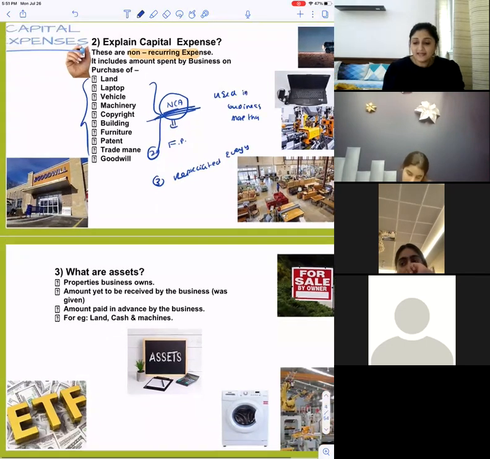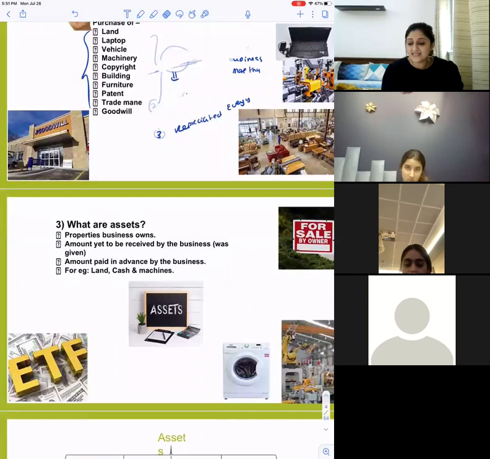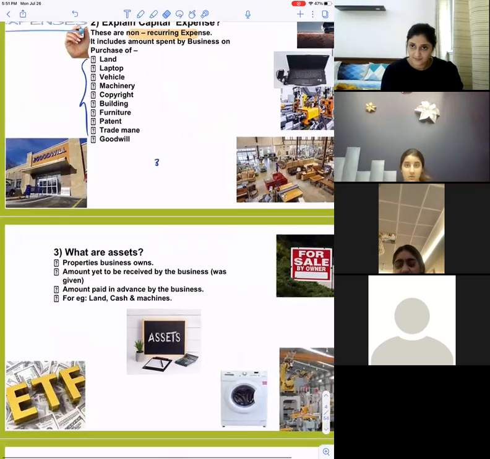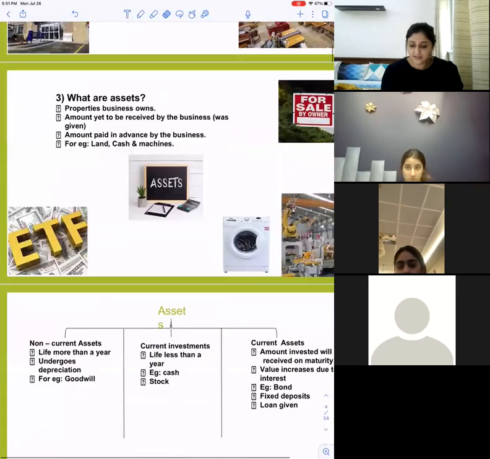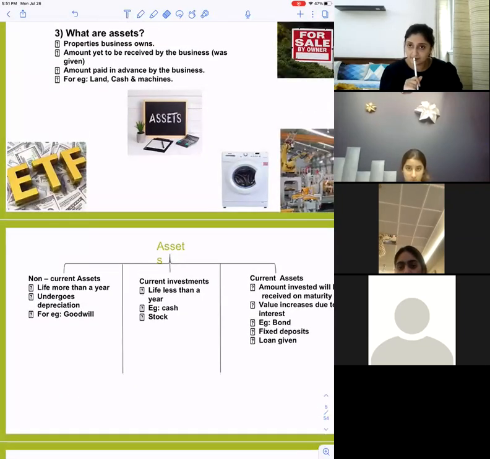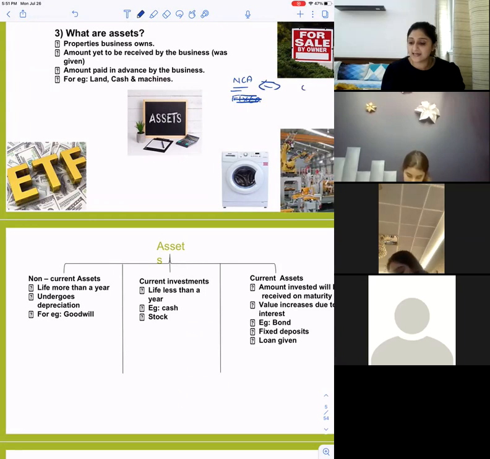Can you all tell me, how many types of assets are there? Tell me the three types of assets. Non-current, current, fixed. Is there any difference between non-current and fixed? Sorry. Yeah, it's the same. My bad. Current investment. There are two types of assets, non-current assets and current assets.